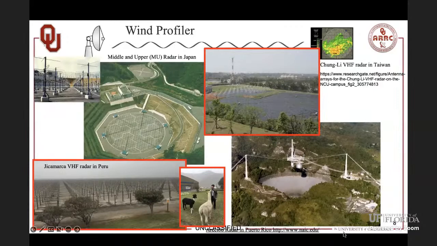So this is one profiler system in Japan. It is about 100 meters across in diameter, and it was built in the valley. This one recently retired.